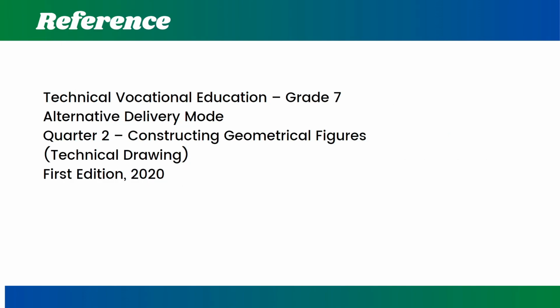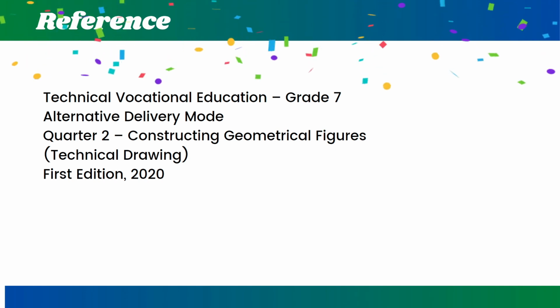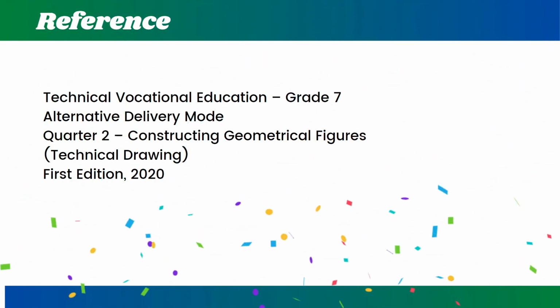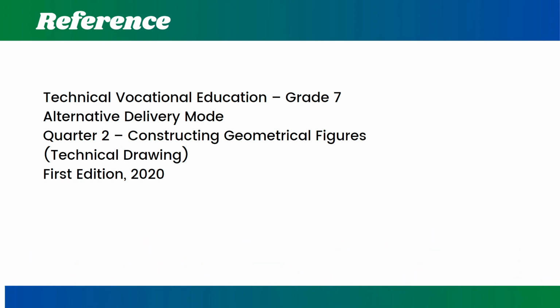Now we are done with our module number 1 for the second quarter. Here is the reference: the Technical Vocational Education Grade 7 Alternative Delivery Mode Quarter 2, Constructing Geometrical Figures, First Edition of 2020.